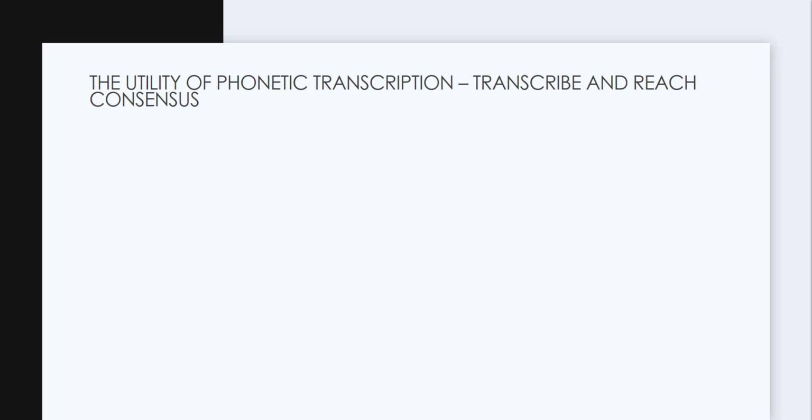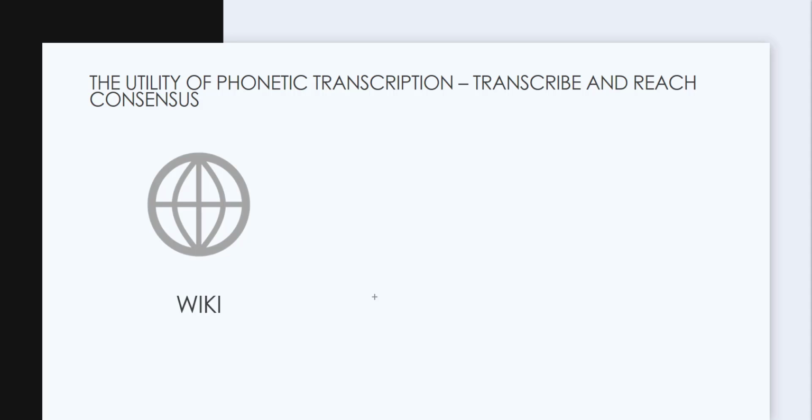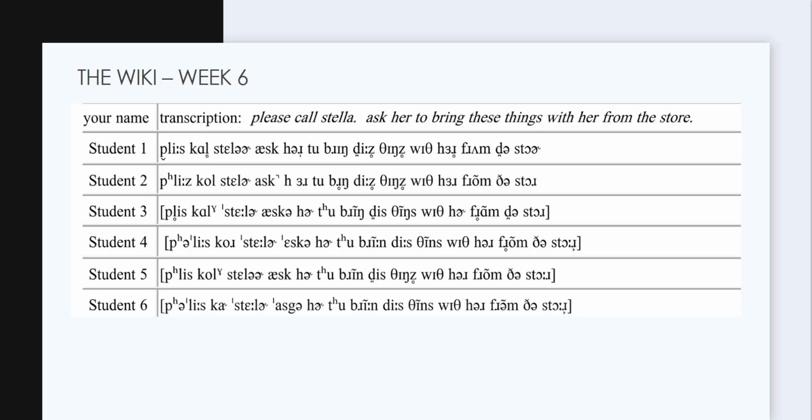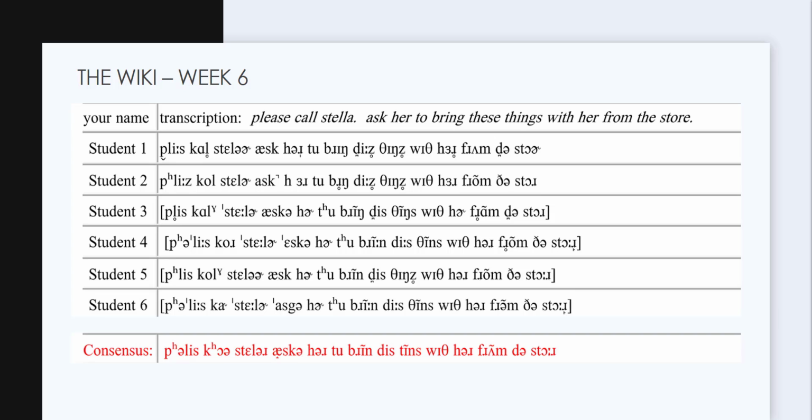Since this course is fully asynchronous, we utilize Wiki to transcribe and the discussion board to discuss and reach the consensus on a weekly basis. So for the Wiki, each week students are assigned a different part to transcribe, and they take turns in starting off the transcription so that no one student will always be the first to transcribe.